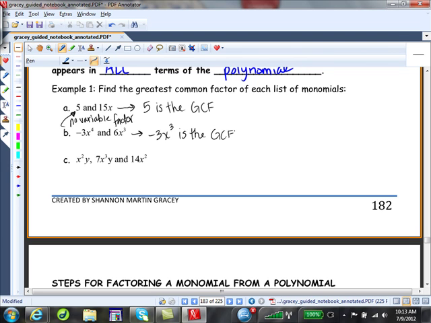And if you take a look, -3x to the 4th is equivalent to -3x cubed times x to the 1. And 6x cubed, I factored out a -3x cubed, so if I multiply that times, good, -2, I get something that's equivalent to the original.